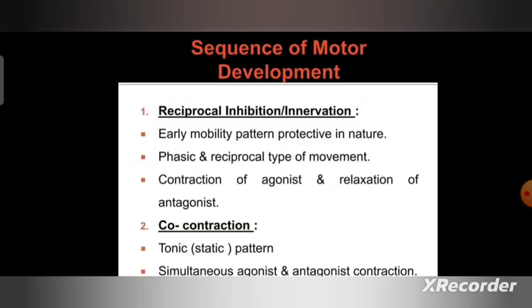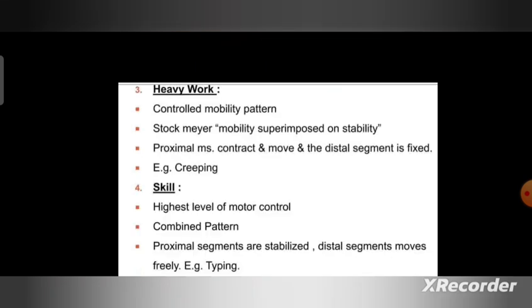Next are the sequences of motor development, in which first is reciprocal inhibition and innervation. It is an early mobility pattern, protective in nature. Phasic and reciprocal type of movement occurs in this phase. Contraction of agonist and relaxation of antagonist occurs in the reciprocal inhibition and innervation sequence of motor development. Second sequence is co-contraction, that is tonic or static pattern, simultaneous agonist and antagonist contraction.